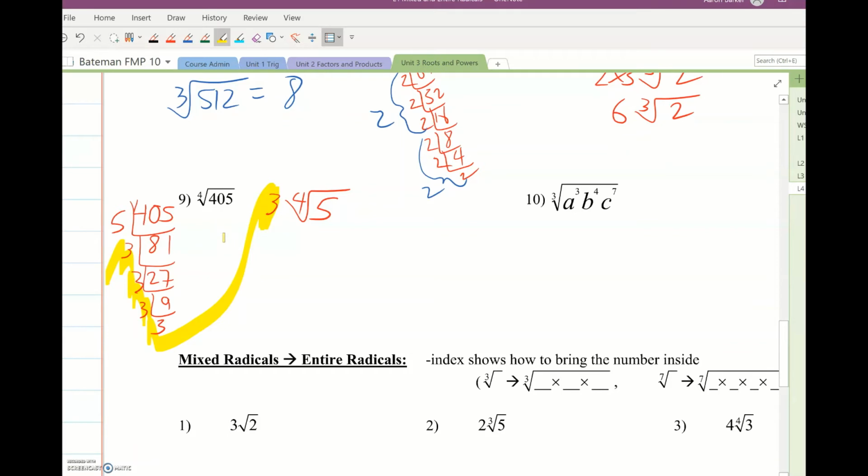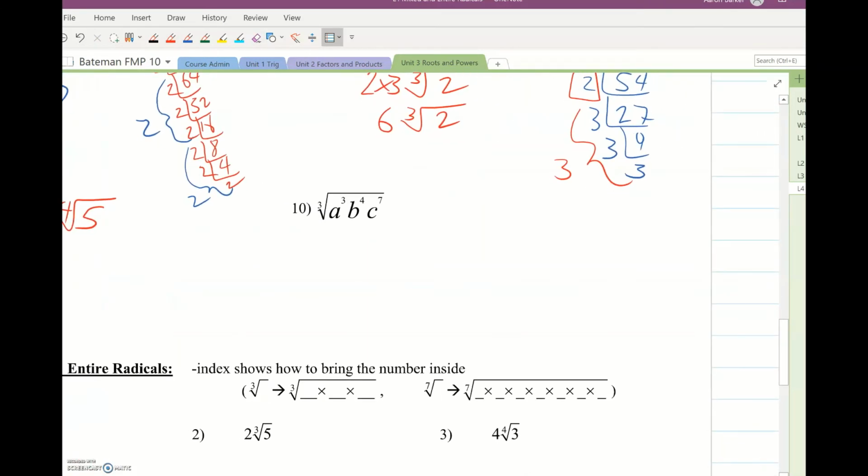Okay, so number 9, when I factorize it, I have these 3's right here, and there's 4 of them, so I can take out a single 3. So I have 3 fourth root of 5. Now be careful, that 3 is almost looking like it's raised up. It should be just as big as this guy is.